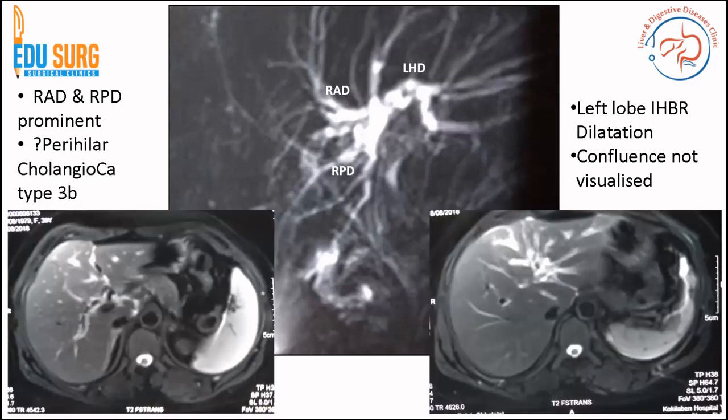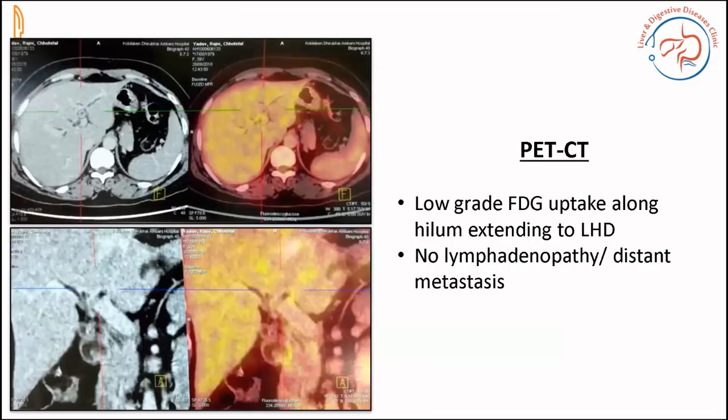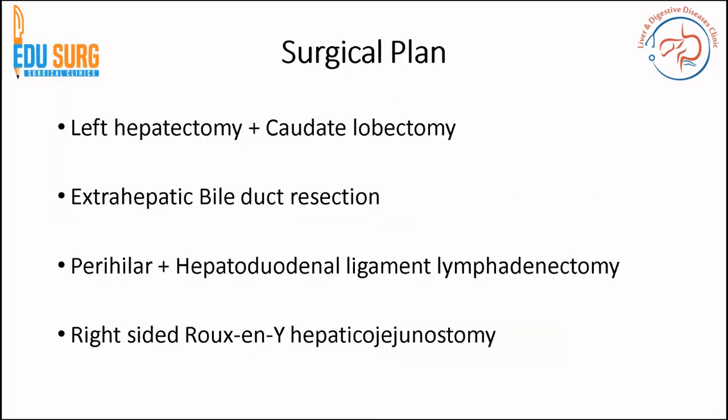And these are the axial images that give a better idea of the selective dilatation of the left hepatic ductal system and a slight prominence of the right system. We did a PET scan because the CA19-9 was quite raised, and the PET scan showed a low-grade FDG uptake along the hilum extending to the left hepatic duct, but there was no distant metastasis that was seen.